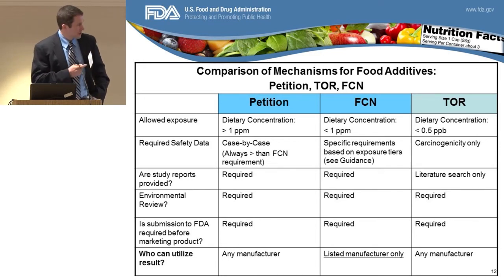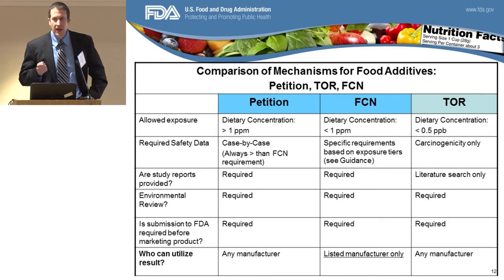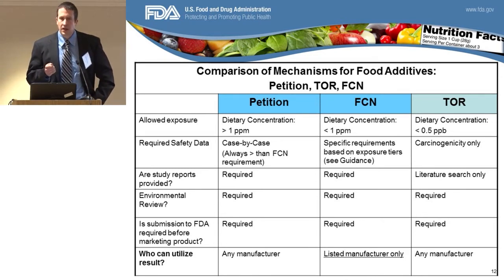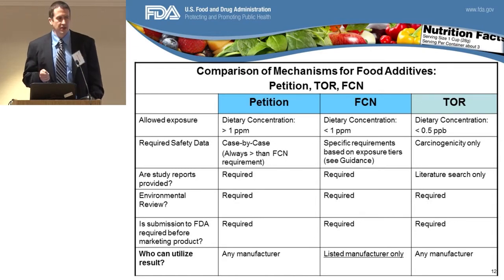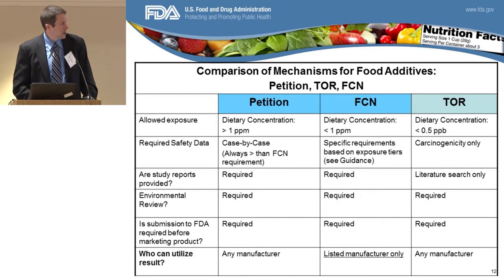So for that reason, if you look at the required safety data, for a threshold of regulation submission, you really only have to provide FDA, is there any information out there that shows that this substance or the impurities that may migrate as a result are carcinogenic? If there's no publicly available information out there, or your company is not aware of any privately generated data that demonstrates carcinogenicity, that's really all you have to provide to FDA. You have to provide the results of a literature search.